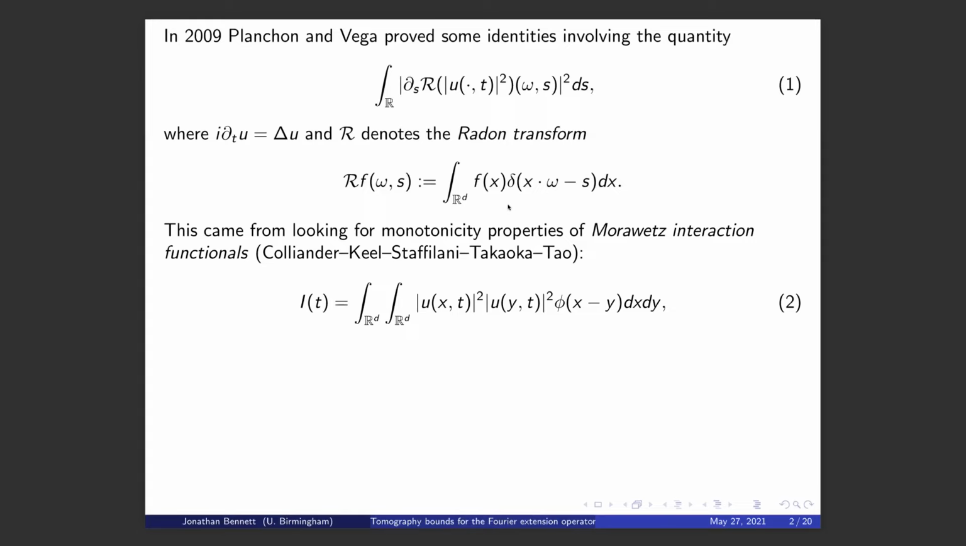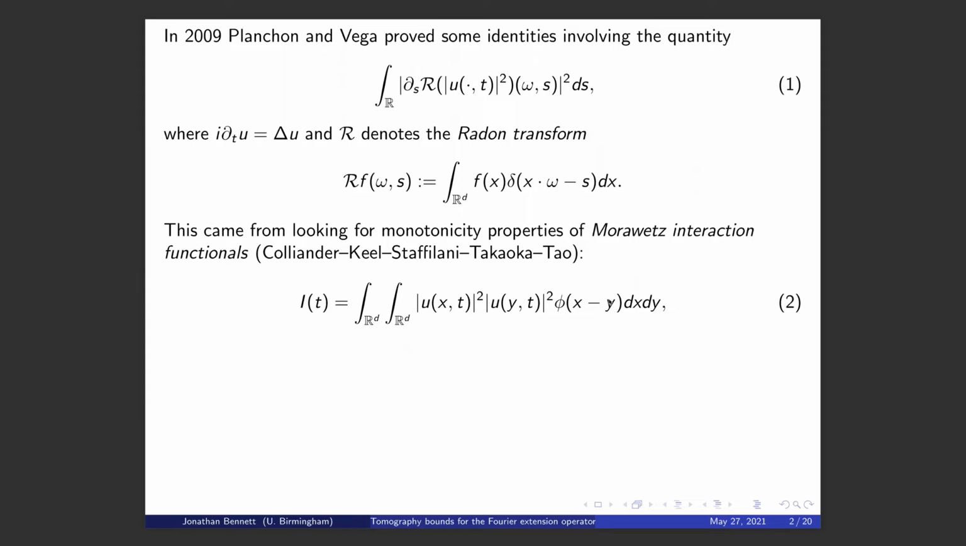in their work. And it came from looking at certain monotonicity properties, or more accurately, convexity properties of what are called Morawetz interaction functionals. So this goes back to work of Colliander, Keel, Staffilani, Takaoka, and Tao. So Morawetz interaction functionals, generally speaking, take this form. So this is a certain weighted L2 norm of the solution to the Schrodinger equation, except it's a weighted L2 norm of the solution tensor itself. So this is u tensor u in L2 with respect to some weight, phi.